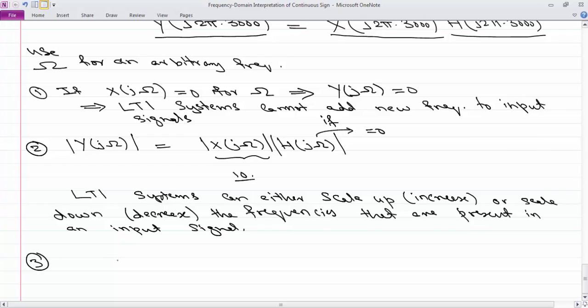Also, if we write down the phase of the output frequency, the phase, of course, adds up.